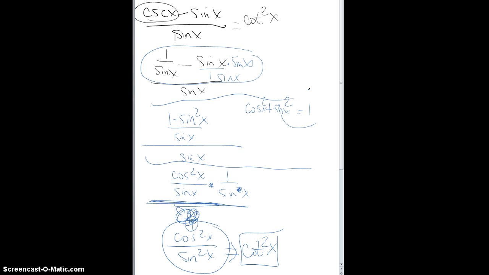But otherwise, here I'm like, okay, I separated them, got a common denominator, used my cosine squared, did complex fractions, and I actually end up getting cosine squared over sine squared, which is actually cotangent squared of x. So that worked out awesome.